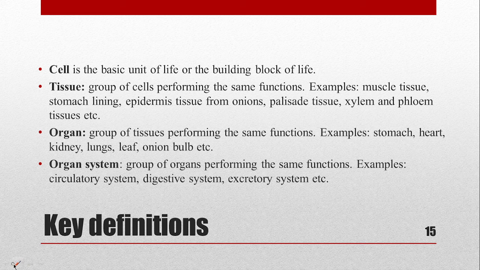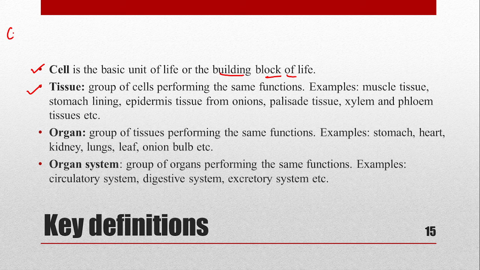Alright, now we must know our key definitions. Cell is the basic unit of life, or the building block of life, if you like it like that. Tissue is a group of cells performing the same functions. Organ is a group of tissues performing the same function. And organ system is a group of organs performing the same function. Let me just break it down for you.